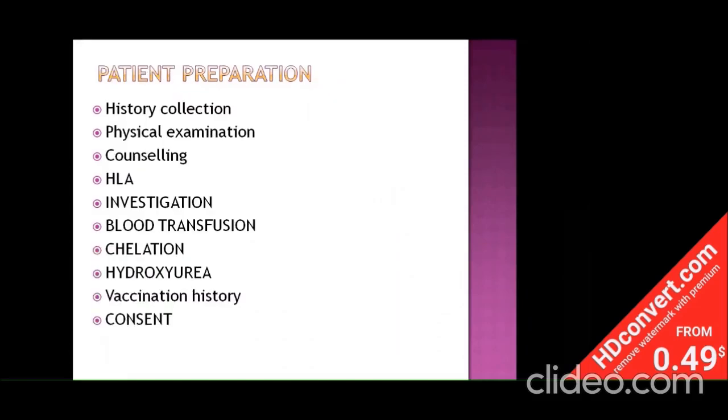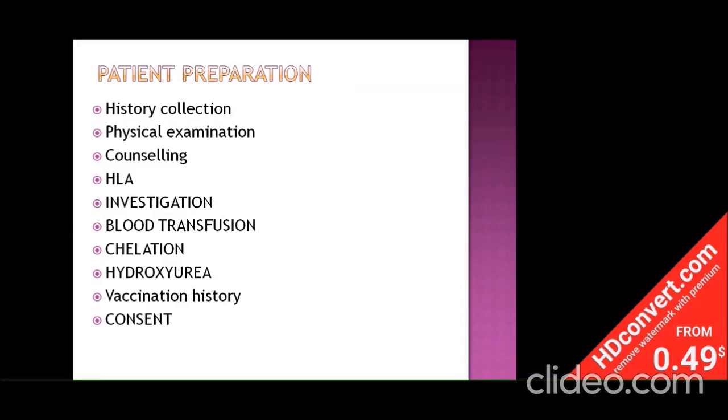For the patient workup, we think about history collection: when the patient was diagnosed with thalassemia, how many transfusions the patient has had till now and how frequently, and all the patient's health history, including the family tree. Who were the carriers in the family, how many children there were, all of this goes into history collection. Then we do the physical examination, which is more about height and weight, and especially the spleen and liver.